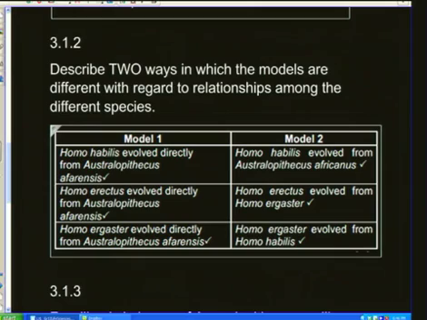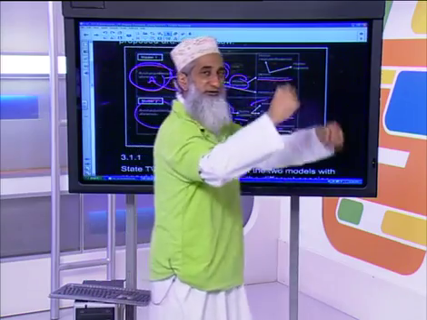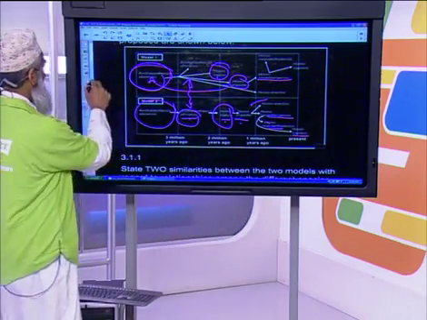Homo habilis evolved directly from Australopithecus afarensis in the first model. In the second one, he evolved from africanus. And Homo erectus, again, also from afarensis, here from Homo ergaster. Another one, Homo ergaster evolved also from afarensis, here from Homo habilis. You notice that the first one has a whole branch initially, and this one here is totally linear, one to the next, to the next. Are we happy, guys?